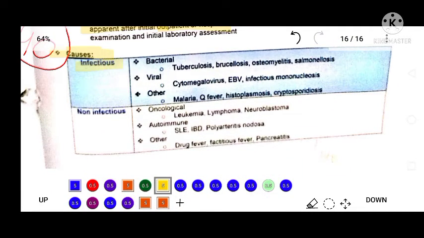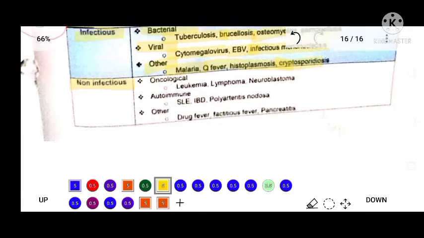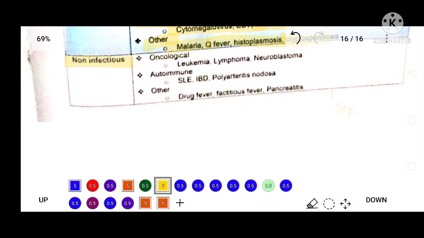Causes of this fever are infectious and non-infectious causes. Infectious causes are bacterial, viral, and other causes. In bacterial causes, TB can be there, brucellosis, osteomyelitis, and salmonella can be there. Viral causes are cytomegalovirus, Epstein-Barr virus, and infectious mononucleosis, and the other infectious causes are malaria, Q fever, histoplasmosis, and cryptosporidiosis. These are the infectious causes.